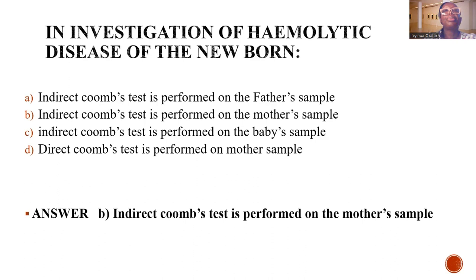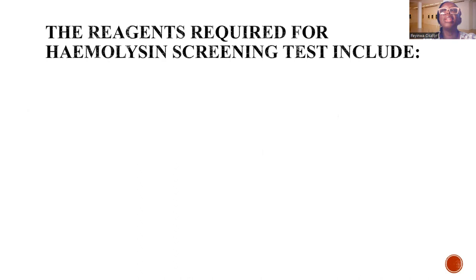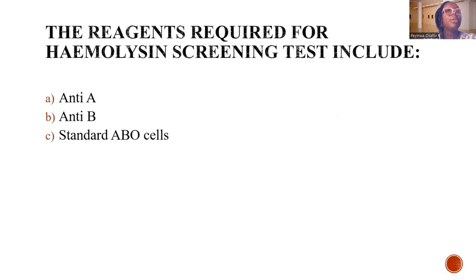The concentration of calcium chloride for coagulation studies is, answer, 0.025 mole per liter. The reagents required for hemolysin screening tests include: A, anti-A; B, anti-B; C, standard ABO cells; D, albumin. Answer, C, standard ABO cells.